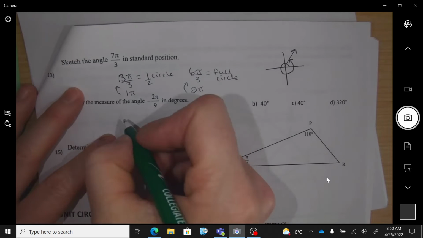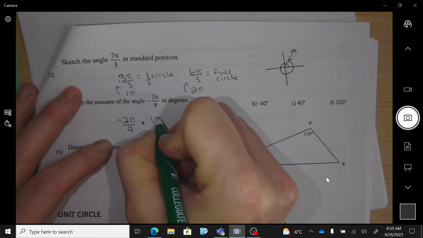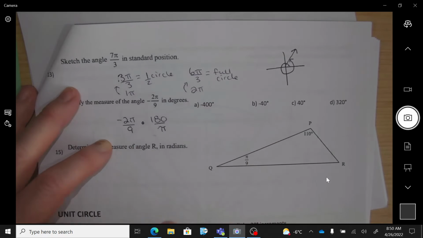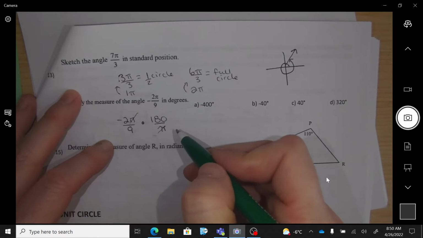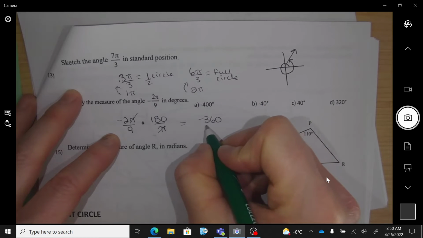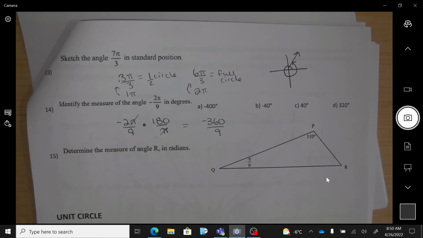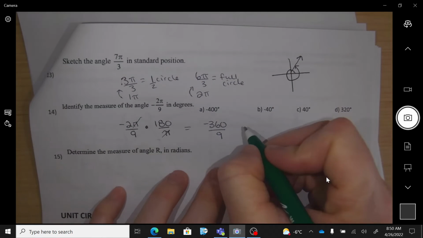Change to degrees. So negative 2 pi over 9 is in radians. I'm going to times by 180 and divide by pi. The pi's cancel. So negative 360 over 9. And that would divide to negative 40 degrees.